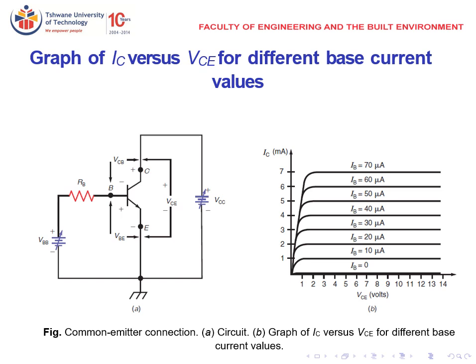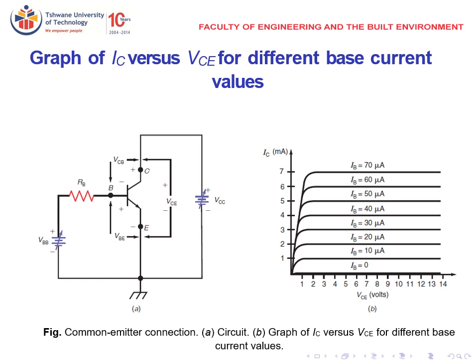Then we have, for example, here for IB equals 10, between 0 and 1, an increase in VCE affects the value of IC. So it's increasing linearly. So this part here is called the saturation region. So the value of IC is not controlled by the value of IB.